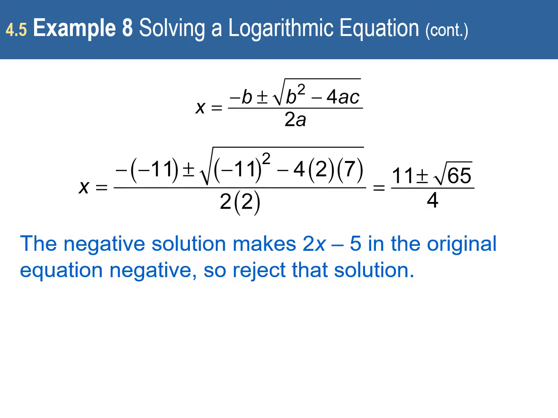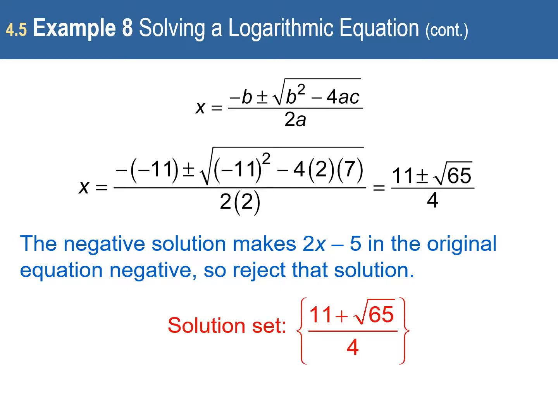Now, the negative solution makes the 2x minus 5 negative, so you can't have that solution. So your answer is 11 plus the square root of 65 over 4.